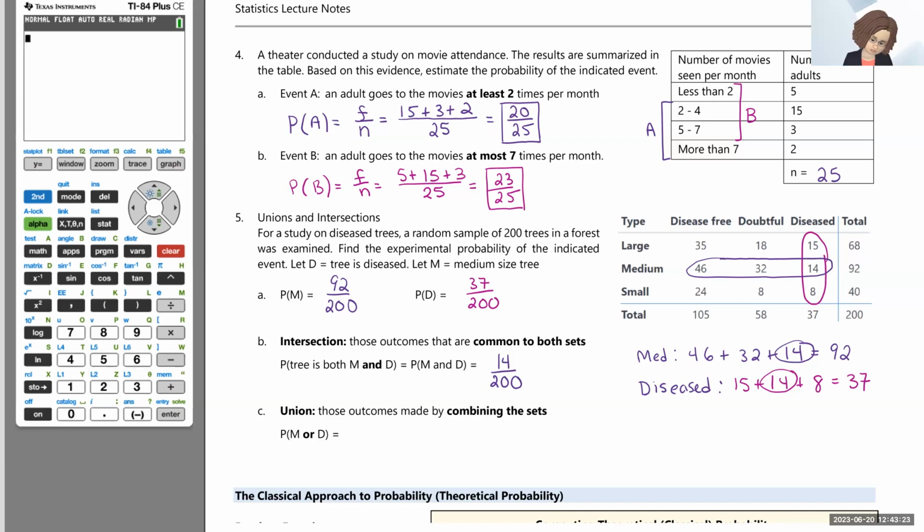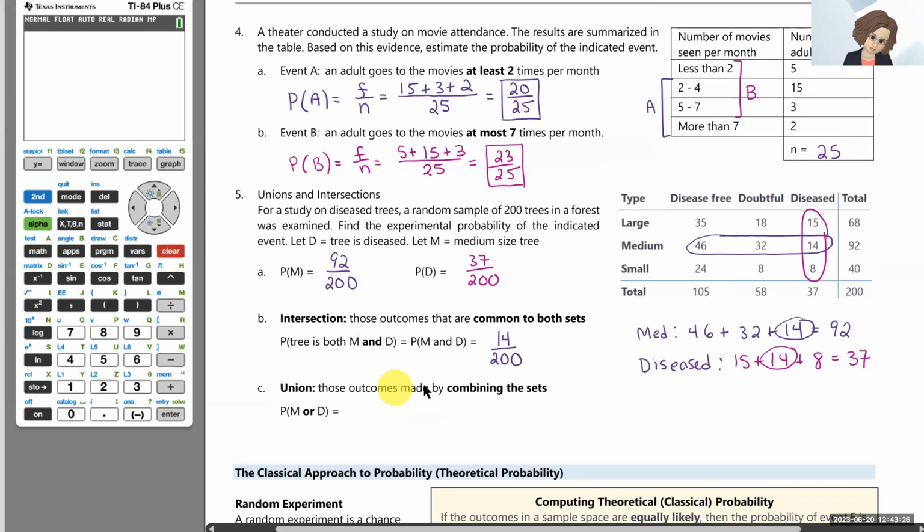And then union. These are going to be outcomes made by combining the sets, and we say the word or. So if I want to know the probability that a tree is either medium or diseased, we'll include any tree that's medium along with any tree that's diseased. So for or, I like to say along with, because we combine the two groups. So what I'll point out here is if I take all the medium trees, there were 92. I'm going to write that number down. So 92 would be all the medium ones, along with, so adding then all the diseased trees. So the diseased trees, there were 37.